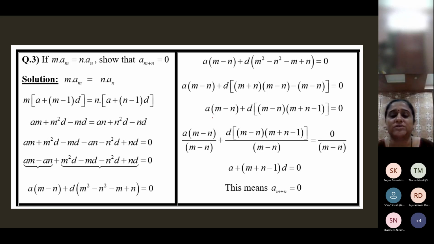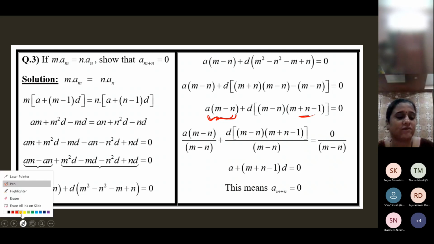At this point, you can see that every term has m minus n. This one is a into m minus n. Here also the product. What's the product here? D into m minus n into m plus n minus 1. How do you get this step? You understood this? On taking m minus n common, you will get this.